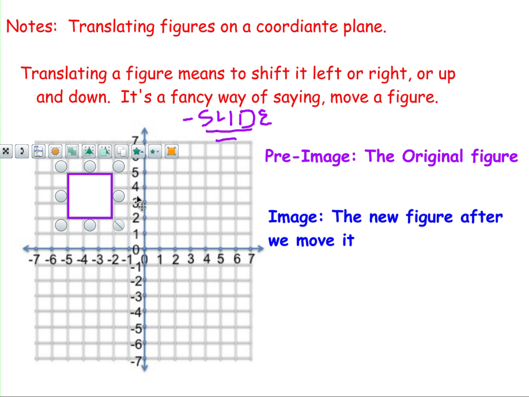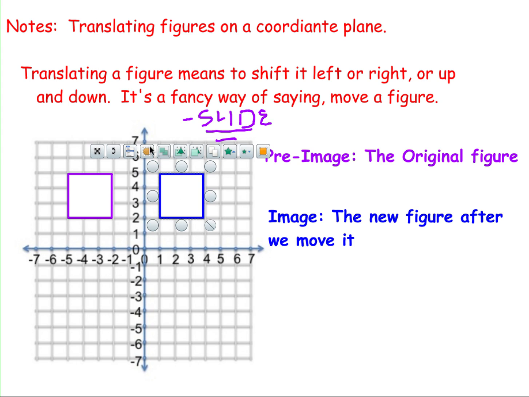If I were asked to slide this over a couple units to the right or a couple units down, this is considered my pre-image because this is what I started with. Now let's say I was asked to slide this figure to the right. So I slide it to the right. I just performed a translation. This resulting image right here is my image. Here's my pre-image, and here's my image. I took my pre-image and slid it to the right, and what I ended up with is my new image. So the pre-image is what we start with. The image is our final answer if we have to perform that translation. That is what we end up with.